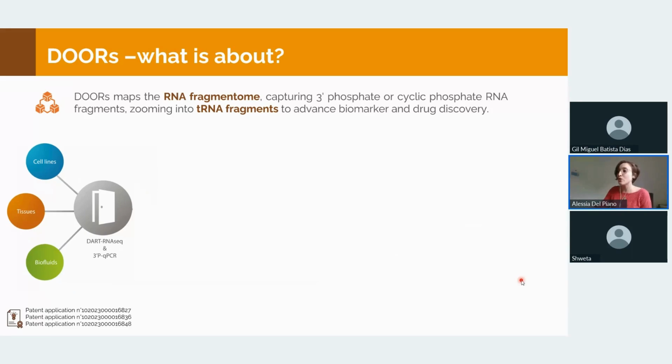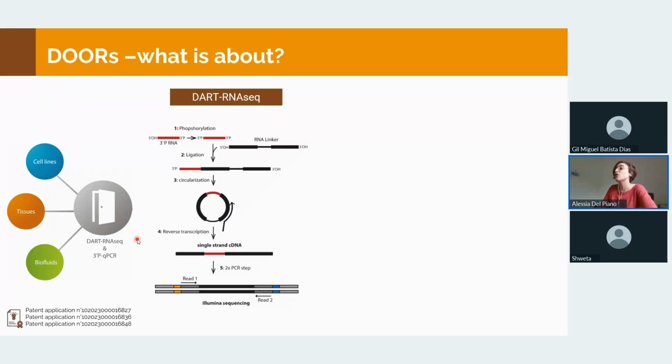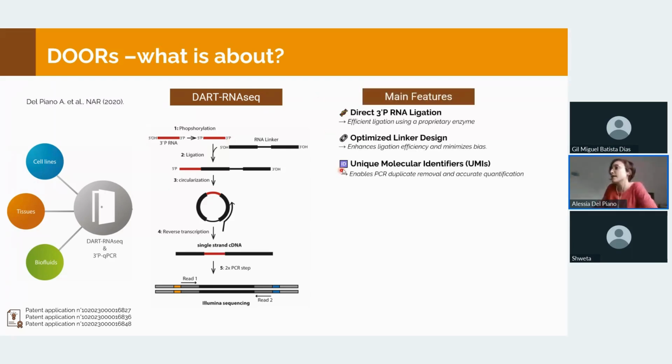Just to show you why our tRNA-seq is different from a canonical small RNA-seq, I'm reporting here the workflow of this library. As we can see, it includes only fragments that present a 3' phosphate. The main features of this library are the direct ligation of these fragments using our proprietary enzyme, and the optimized linker design, which enhances the ligation efficiency and minimizes the bias. We also introduce unique molecular identifiers in order to remove PCR duplicates and enable an accurate quantification of our fragments.